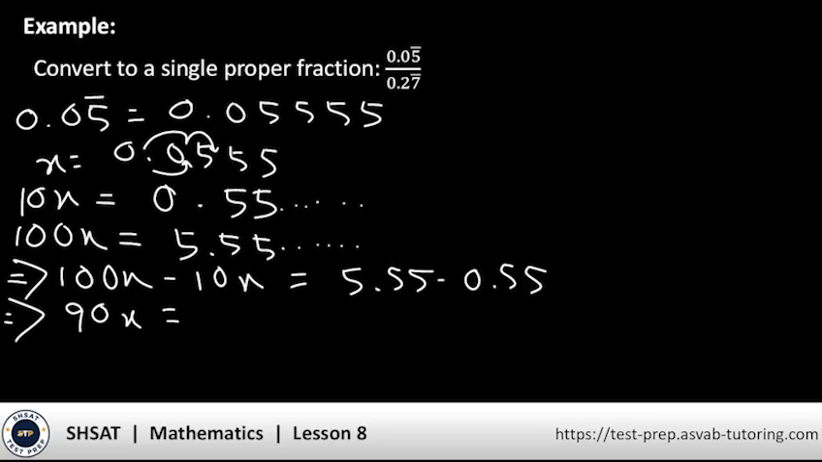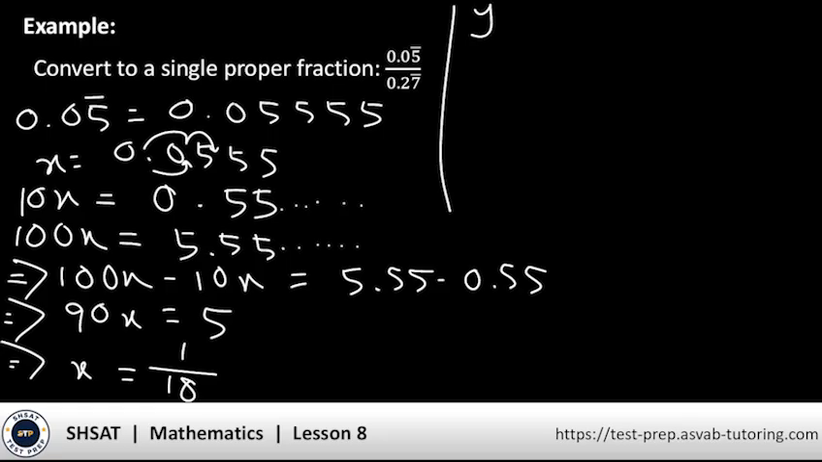And of course, now we can get rid of the decimal. So that means it's a 5. So x equals 5 over 90. We can just simplify it, and it's going to be 1 over 18. So that is it for just the first numerator. We're going to do the same with the denominator here, okay? So let's just take that as y.